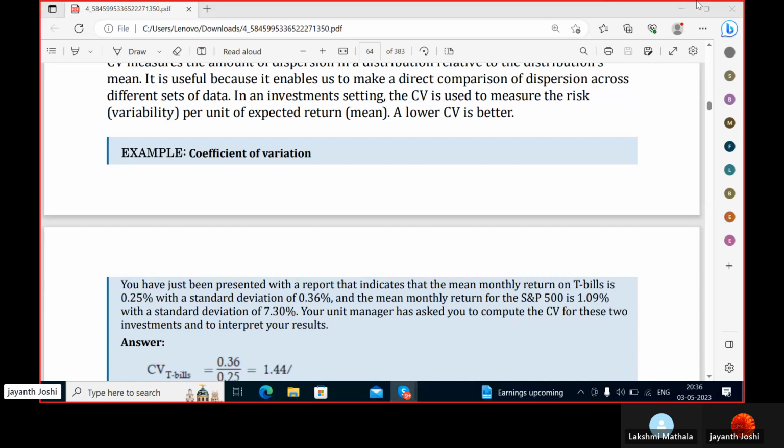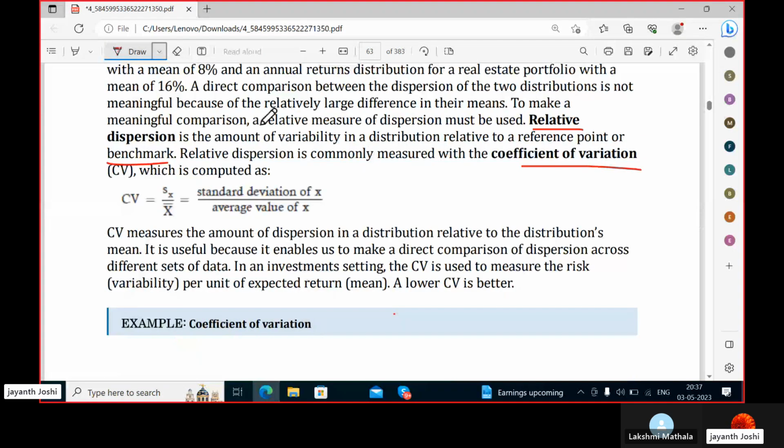Relative dispersion is the amount of variability in a distribution relative to a reference point or benchmark. That means how much variation there will be from the mean or the center point. That is what we are seeing here, correct? A very good measure of dispersion to check the variability is the coefficient of variation. The formula for coefficient of variation is standard deviation by mean.